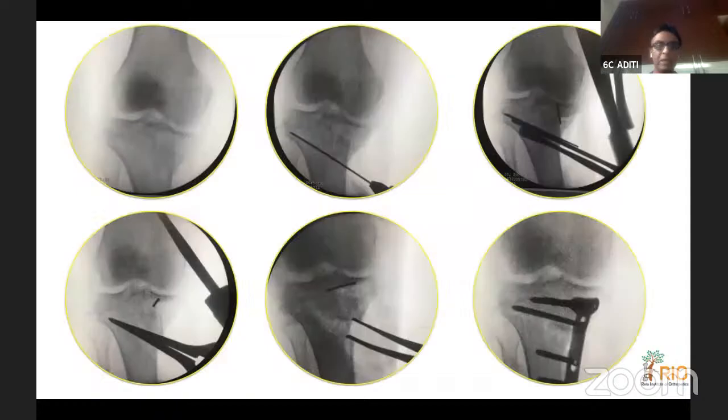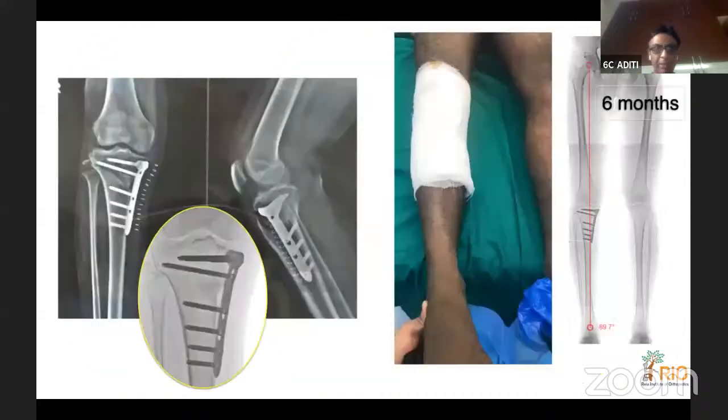So we just did a simple HTO-like correction, and this is what we ended up with. This is the immediate post-operative correction, and this is at 6 months. And around 6 to 7 months, his foot drop recovered as well, even though we didn't do anything about it in the initial surgery.